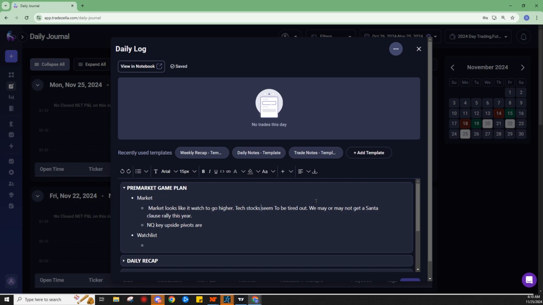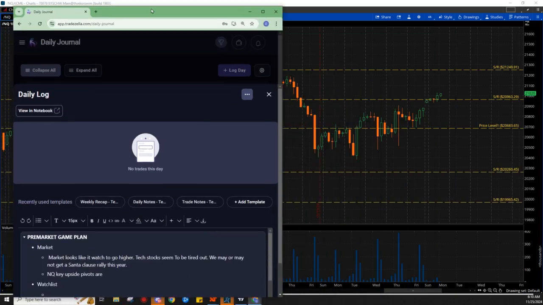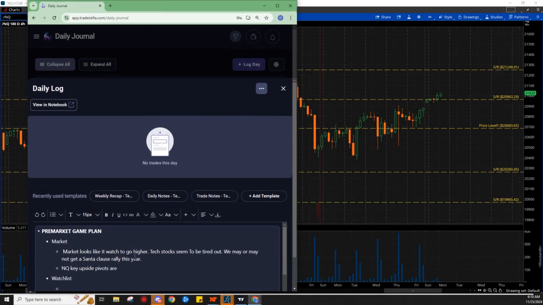Seem to be tired out. You now get a Santa Claus rally this year, NQ upside pivots are... Or I should say NQ pullback longs. Key pullback longs.